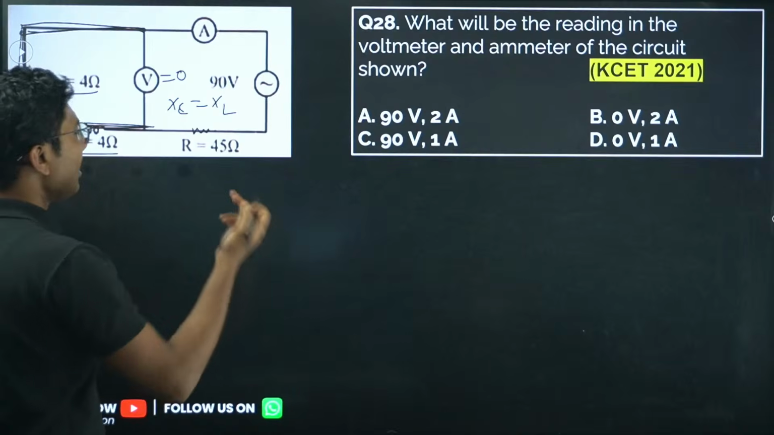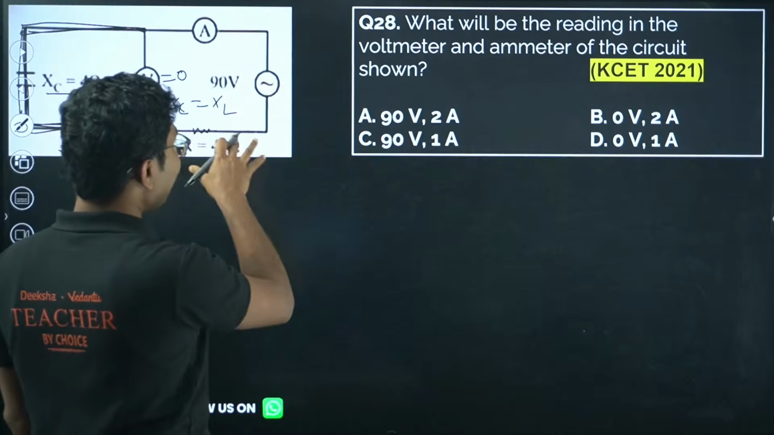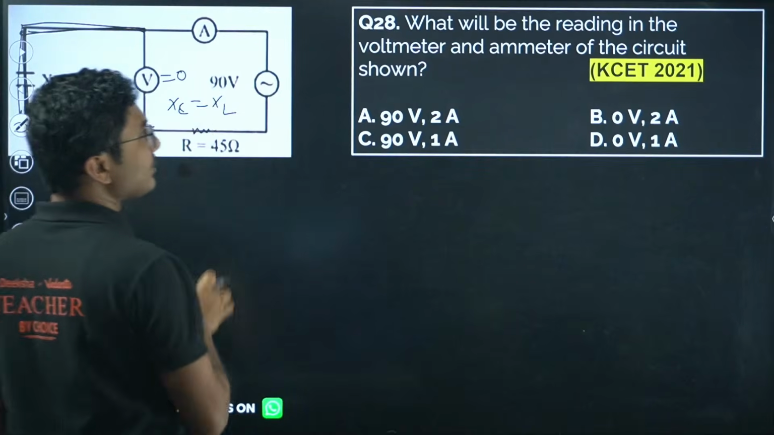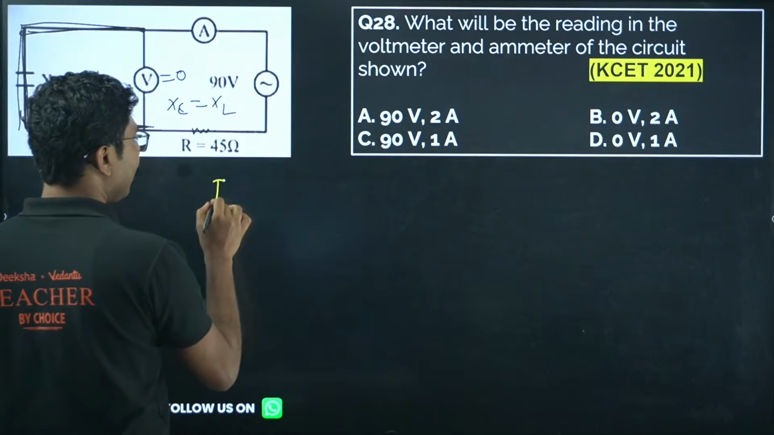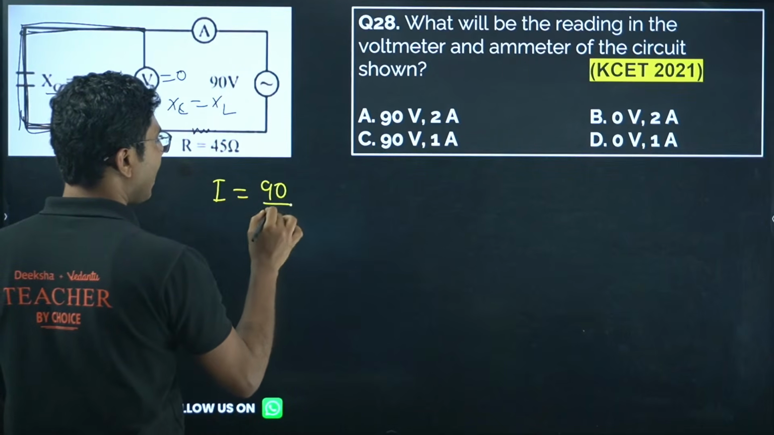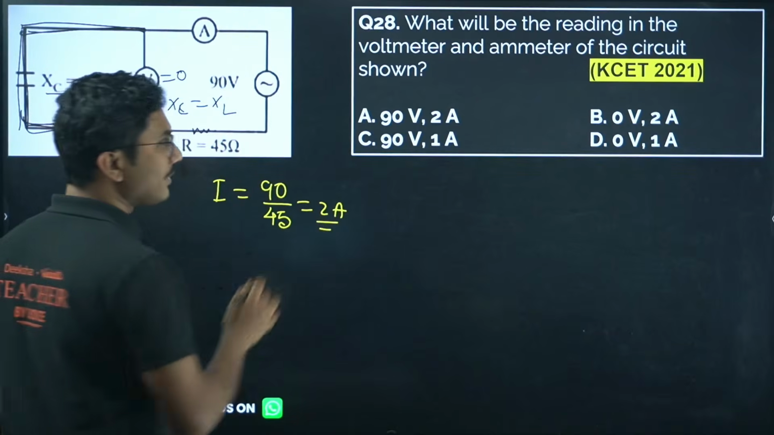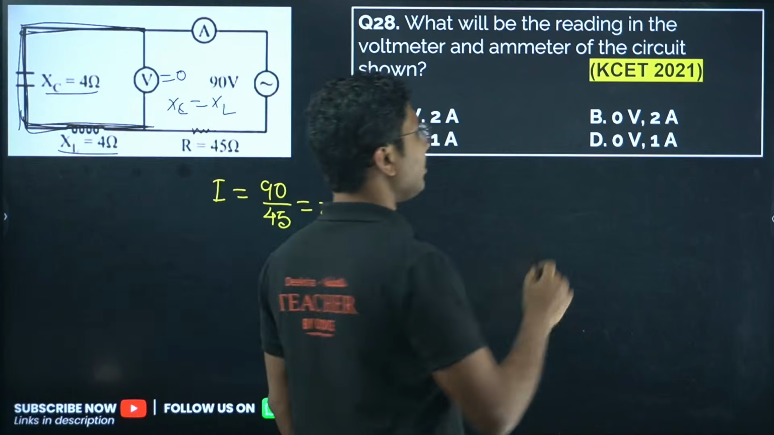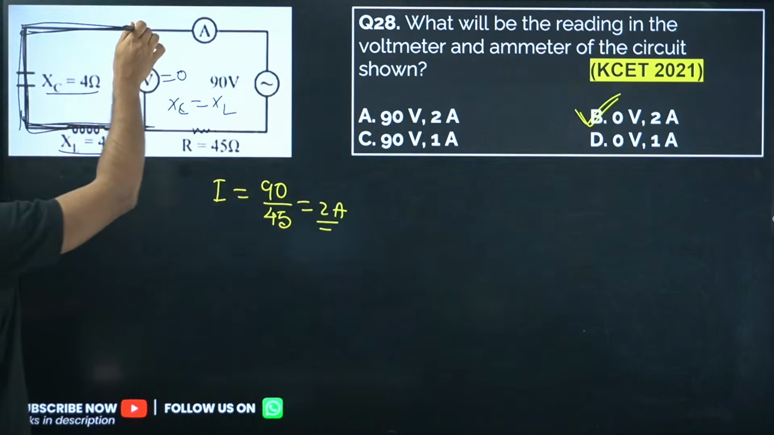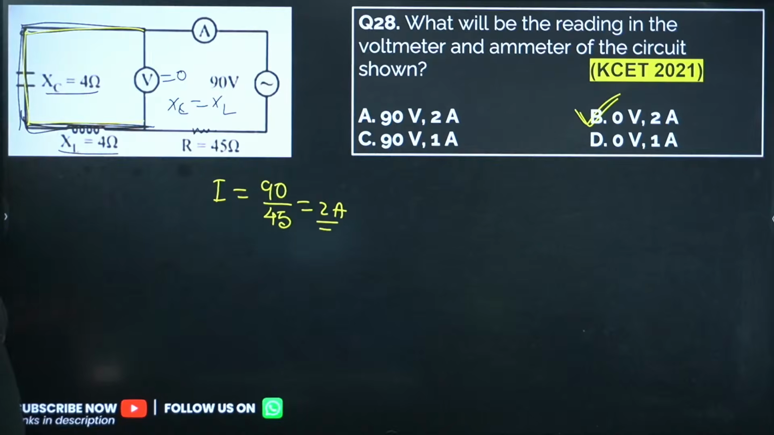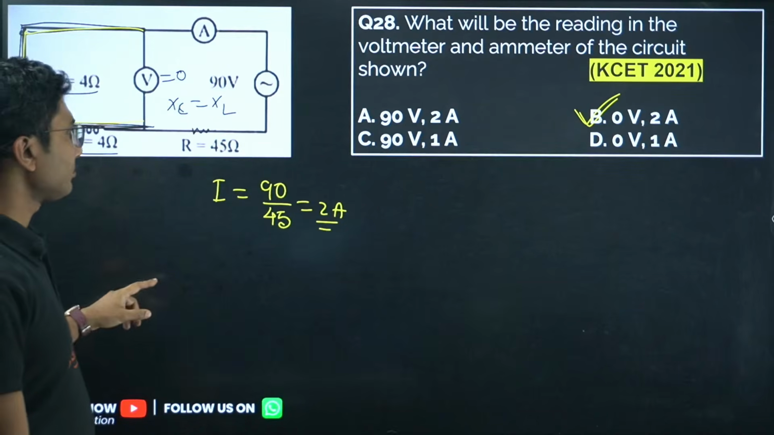What will be the current? To calculate current, you have to use this resistance. Voltage is given as 90 volt. So current will be 90 divided by 45, that is 2 ampere. So voltage reading will be 0, current will be 2 ampere. Voltage reading will be 0 because XC and XL, they are cancelling each other, and the voltage drop across this combination is 0.